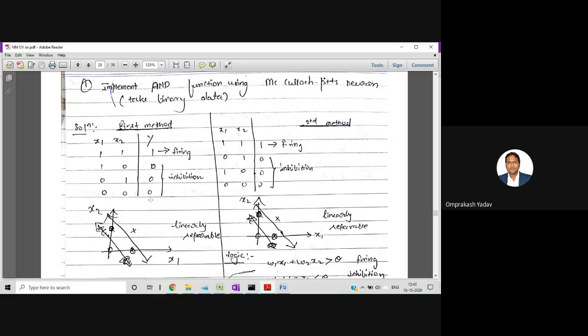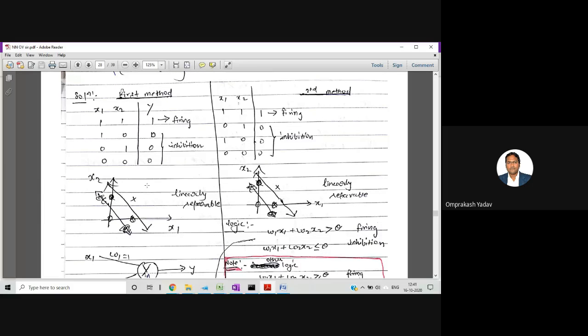So the first step will always be to draw the table. The second step is what? Draw the diagram of that, that figure, to show whether this is linearly separable or not. You can make the diagram and then check whether it's linearly separable or not. If it's linearly separable, you can just write that this problem is linearly separable.